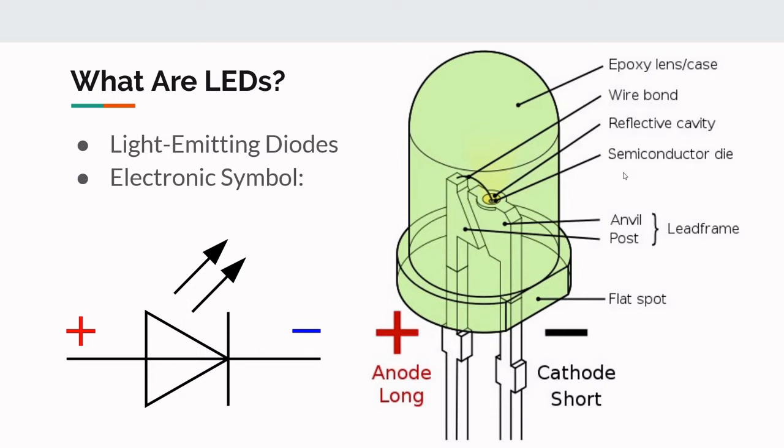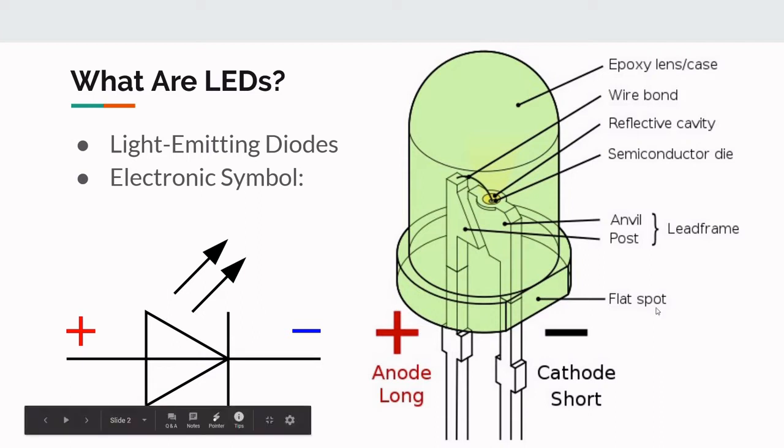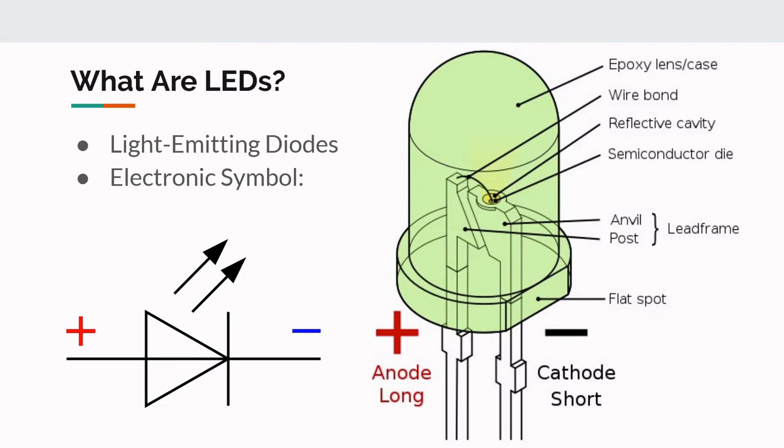The electronic symbol for the LED is below. The left side is the anode, and the electric current runs through to the right side, the cathode. You can pause this presentation if you wish to examine the parts of the LED in the diagram.